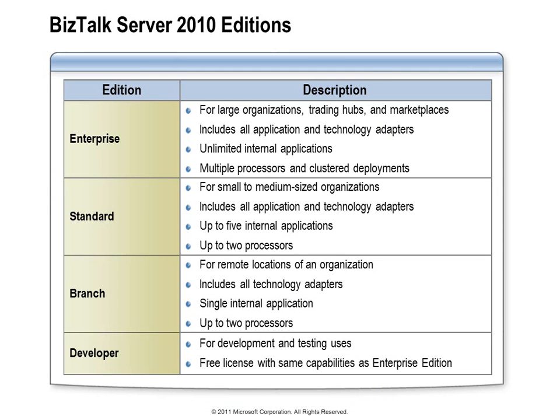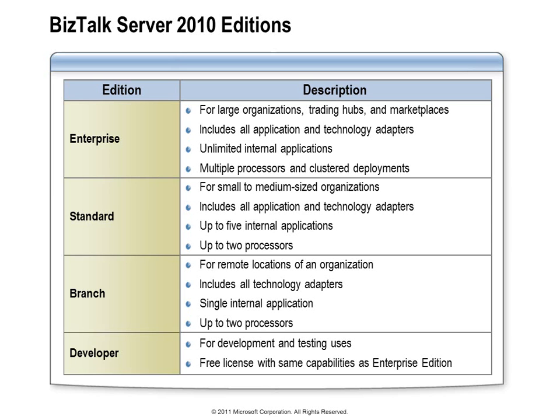BizTalk Server 2010 comes in 4 different editions. Well, which one's the right one? I'm going to go through this list from the bottom up. So the first one to talk about is the Developer Edition. The keyword here is free. This is available as a download from the Microsoft website, and you can use it for development and testing purposes, and it contains all of the features of the Enterprise Edition. And I'll say more about the Enterprise Edition in just a minute.